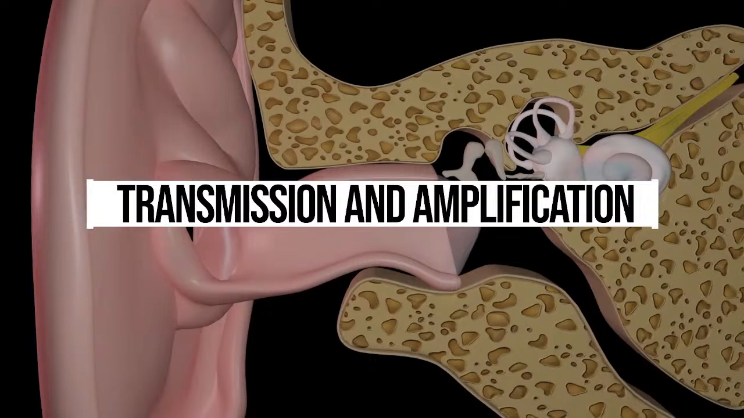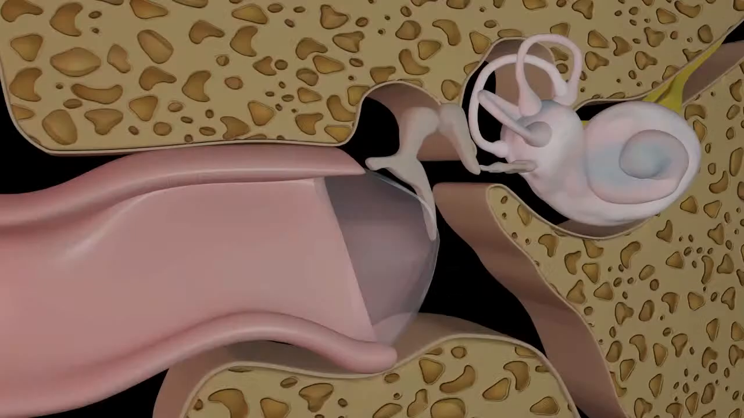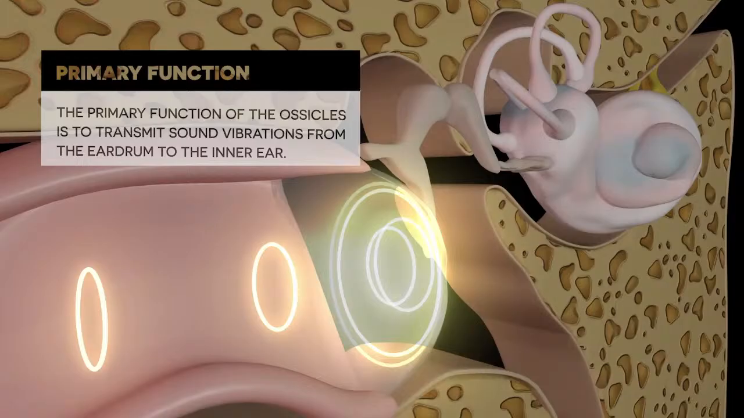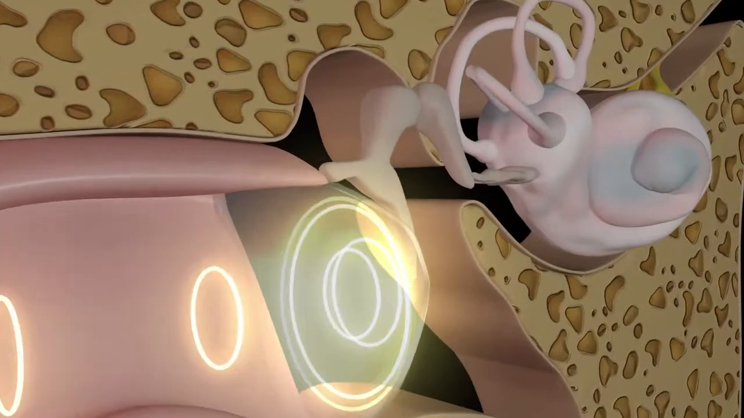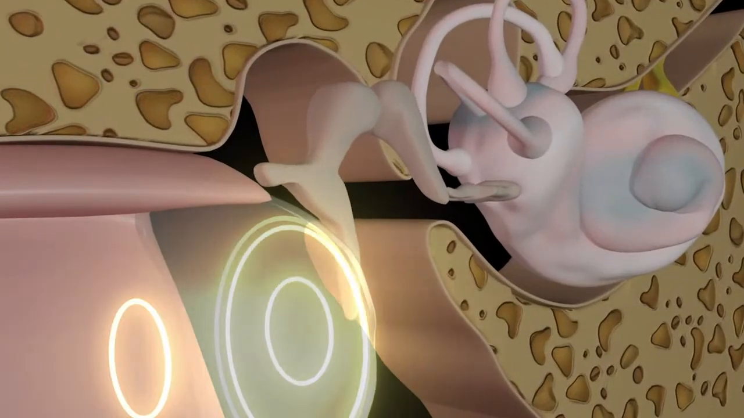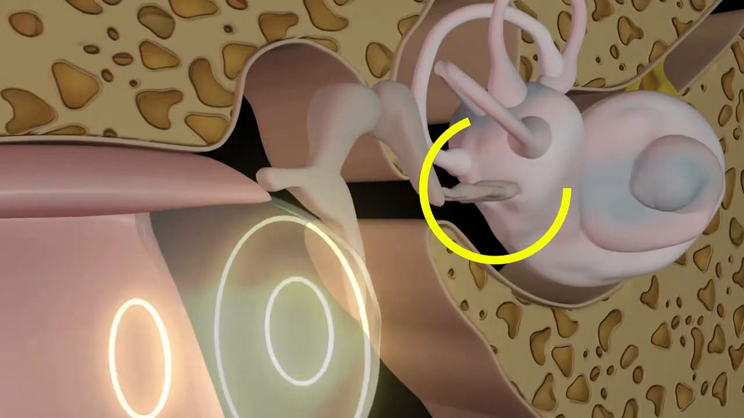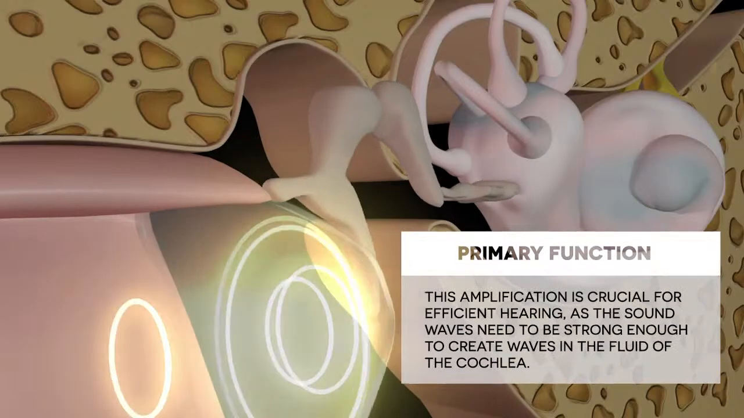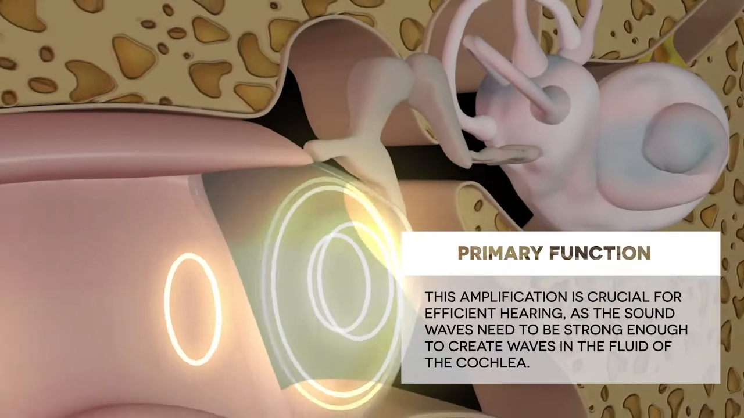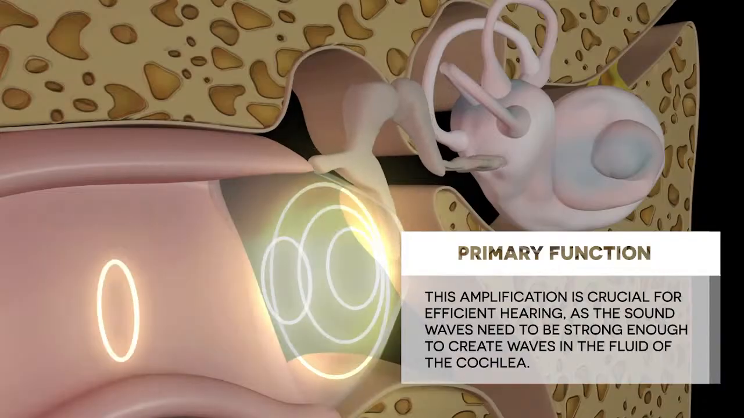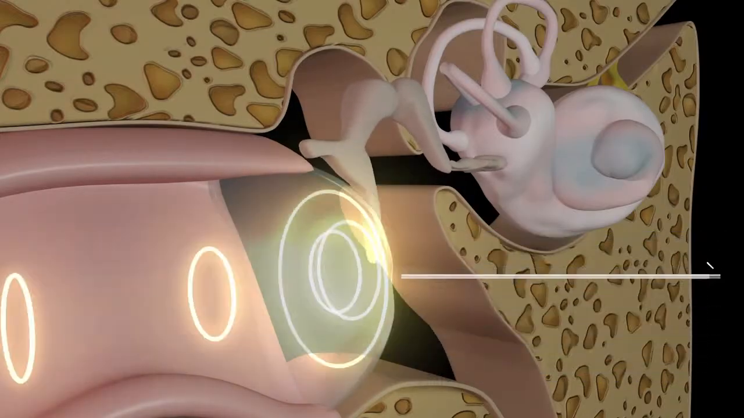Amplification. The primary function of the ossicles is to transmit sound vibrations from the eardrum to the inner ear. As the vibrations move from the larger surface area of the eardrum to the smaller area of the stapes footplate, they are amplified. This amplification is crucial for efficient hearing, as the sound waves need to be strong enough to create waves in the fluid of the cochlea.